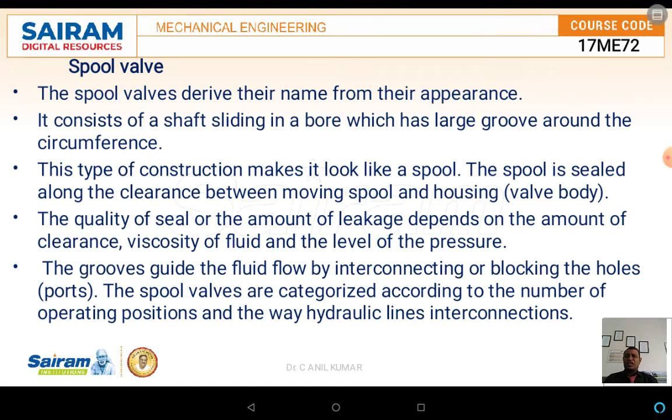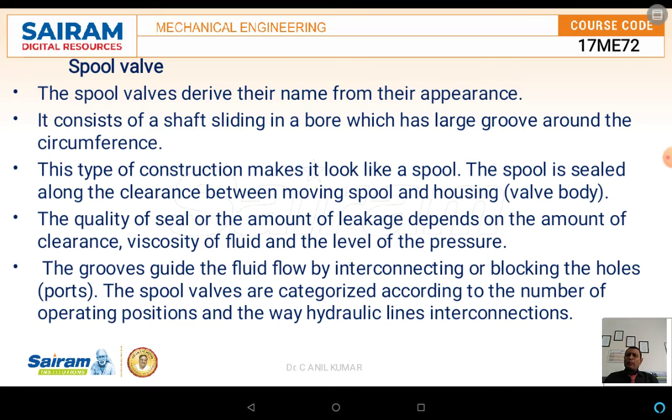The next part we are discussing is the spool valves. As you know, spool valves are a reciprocating type. The spool valve, as the name says, has a sliding shaft inside the bore, where large grooves are there, and there will be openings. Depending upon the type of the valves, the number of the openings is increased. This type of construction looks like a spool, and for that reason it is called the spool valve.